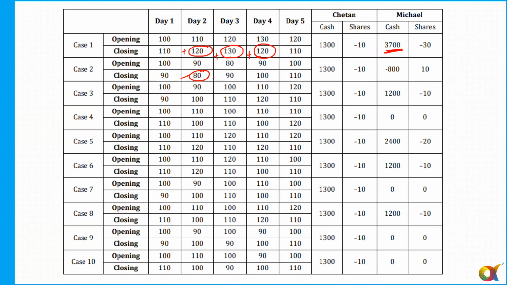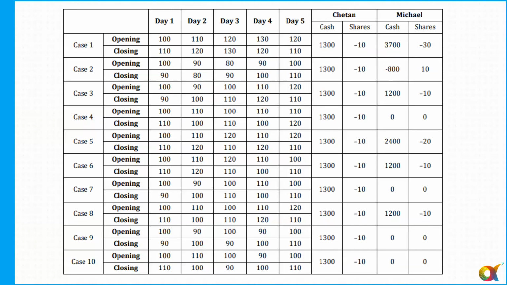So it means he will buy 80 shares, and if he's buying 80 shares, it means he is losing 800 rupees. So that's why it is minus 800. And similarly, we can prepare the entire table. Is that clear? Do I need to explain each and every case? Please tell me now. No.